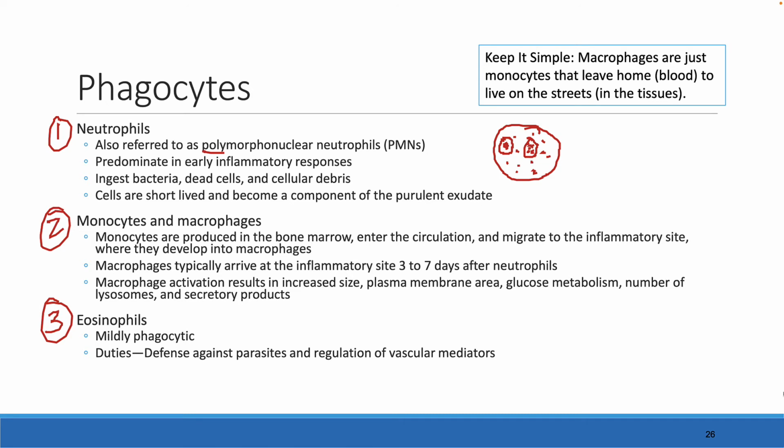The second kind of phagocytes are monocytes that become macrophages. So remember that macrophages are just monocytes that leave home being the bloodstream, and they go through diapedesis and go into the tissues where they go to live on the streets, all right? They're street fighters, and they are an important part of the immune system, the innate immune system. And then again, eosinophils, mildly phagocytic. They are mostly part of parasitic infections and are released during allergic responses.